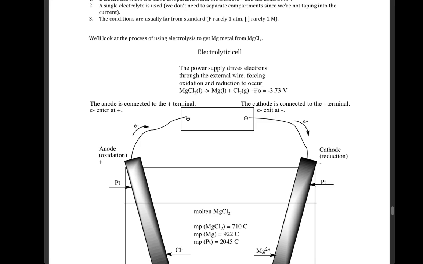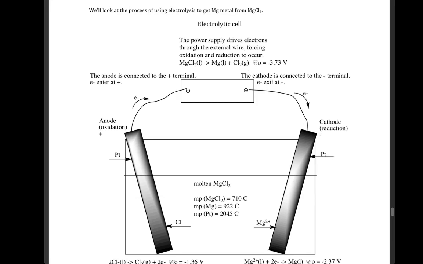Okay, so we'll look at an electrolysis reaction where we're making magnesium metal from MgCl2. So we need an electrolytic cell. The power supply drives electrons through the external wire, forcing oxidation and reduction to occur. So our overall reaction is molten MgCl2, so MgCl2 liquid, yielding Mg liquid plus Cl2 gas. The potential at standard conditions, at least, is negative 3.73 volts, so definitely not spontaneous.